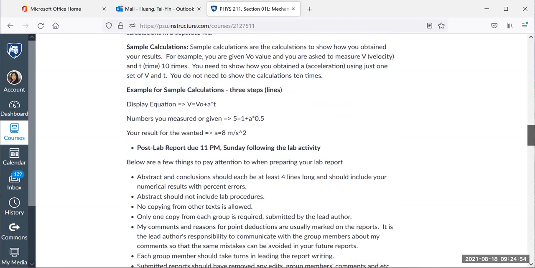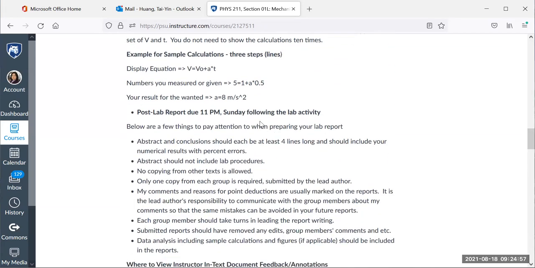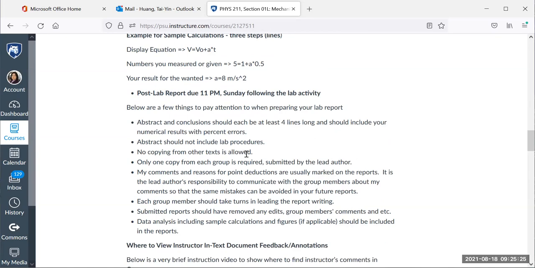And then there's a post-lab report that's due at 11 p.m. on Sunday following the lab activity. So for example, your first lab report is due September the 5th, 11 p.m. And then you're given a grace period of 7 days. So if you forgot, or this is something that you can't submit on time, the system will still allow you to submit your report by September the 12th. But again, there's a point deduction. So make sure that you complete your assignment as soon as possible, and just upload it to the system.